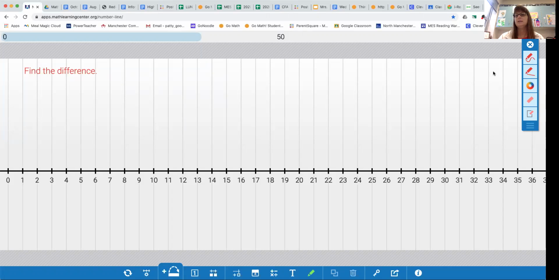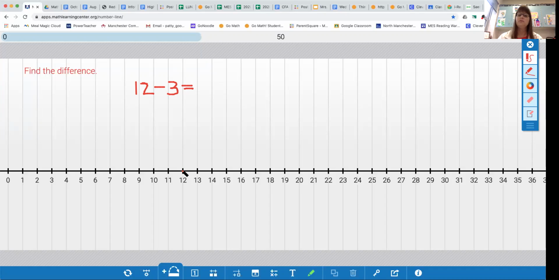So let me write a subtraction problem for us on here. Let's look at 12 take away 3. 12 minus 3. Since we're only going back 3, this would be a great one to count back. So on count back, we're going to start at 12.